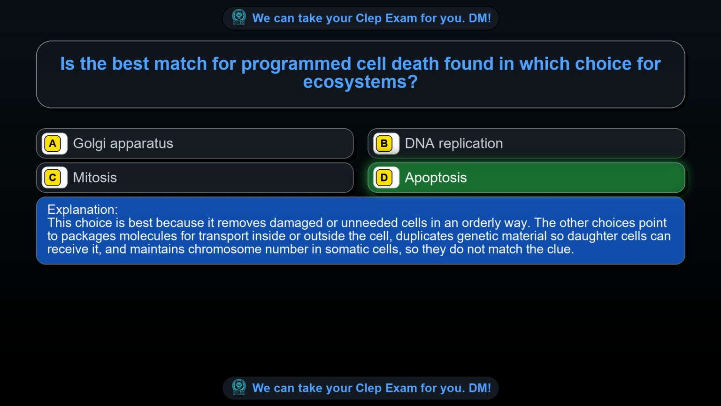The other choices point to packages molecules for transport inside or outside the cell, duplicates genetic material so daughter cells can receive it, and maintains chromosome number in somatic cells, so they do not match the clue.